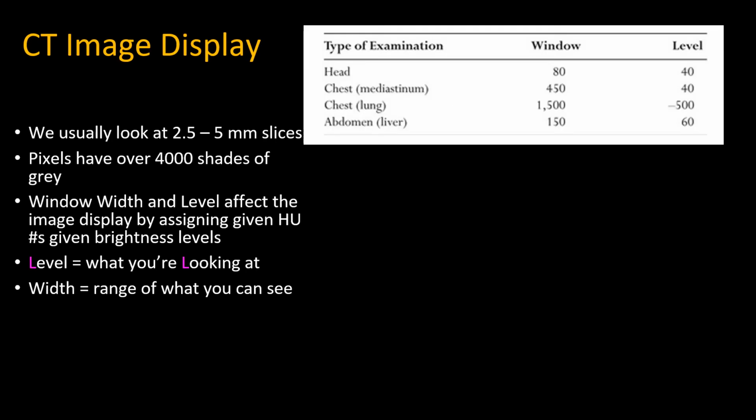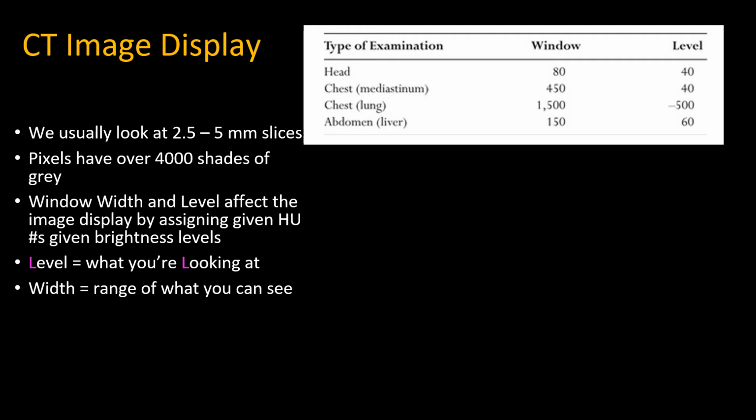On our CT images, we usually look at 2.5 to 5 millimeter slices, and pixels have over 4,000 shades of gray. So our window width and level affect the image display by assigning a given Hounsfield unit number given brightness levels. A way to remember this is level starts with an L, and that's what you're looking at. So the typical level is going to be about the average number of Hounsfield units for what you're looking at.